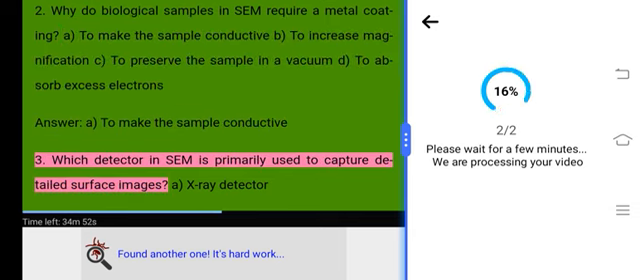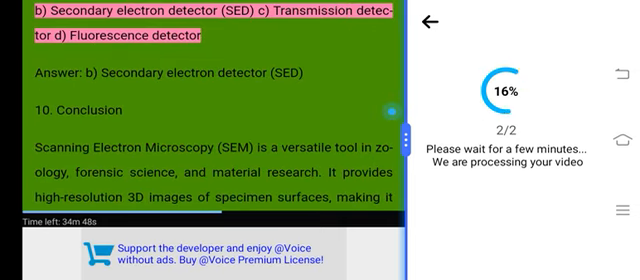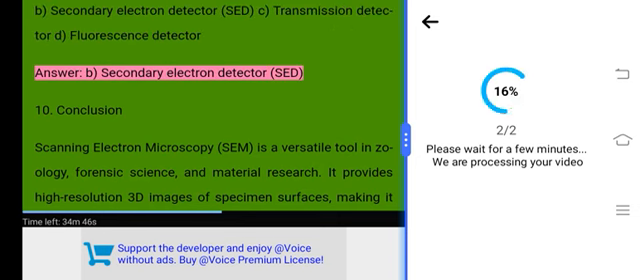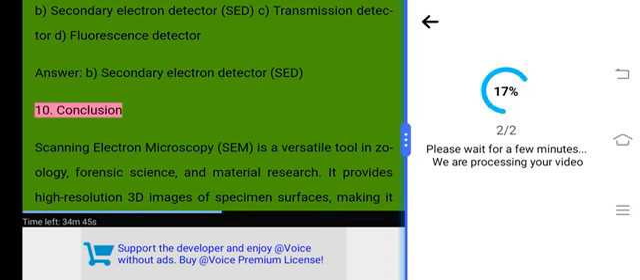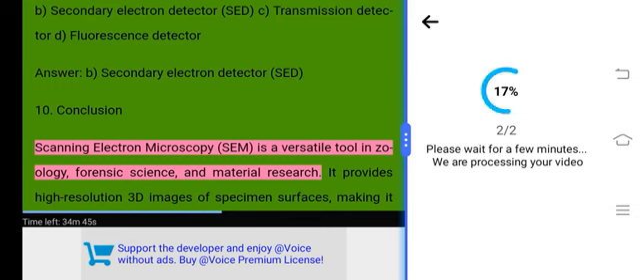3. Which detector in SEM is primarily used to capture detailed surface images? A. X-ray detector. B. Secondary electron detector. C. Transmission detector. D. Fluorescence detector. Answer. B. Secondary electron detector, SED. And conclusion. Scanning electron microscopy, SEM, is a versatile tool in zoology, forensic science, and material research.